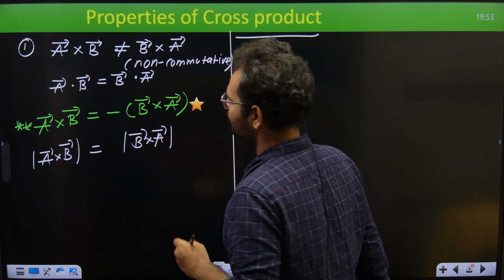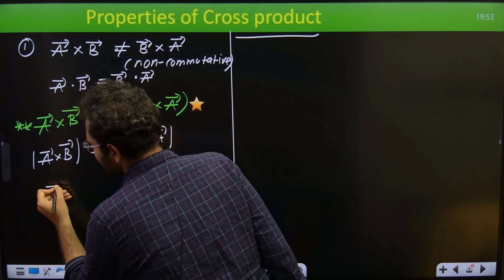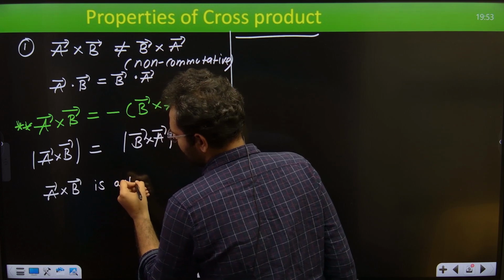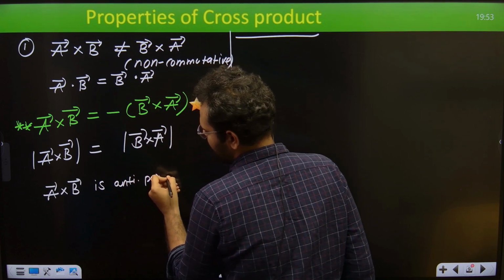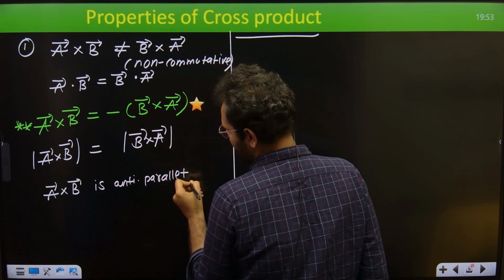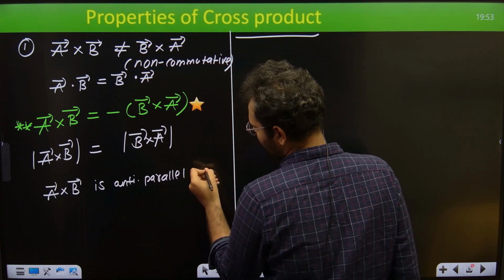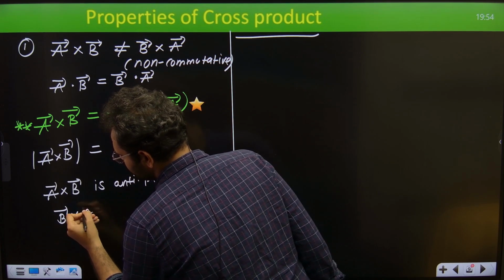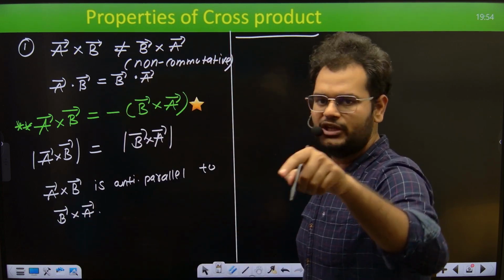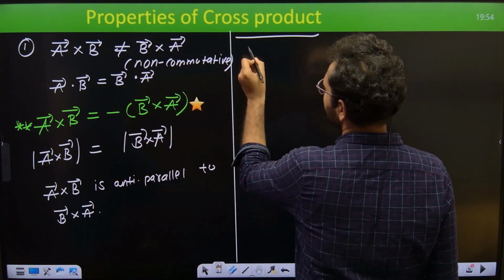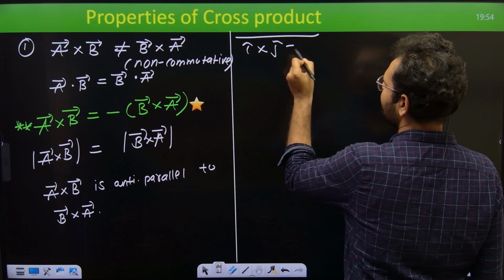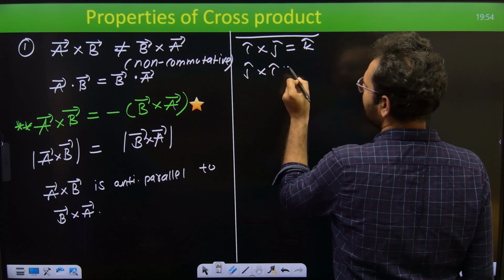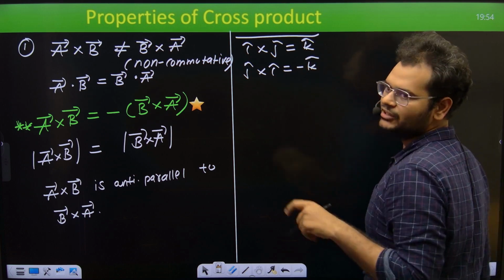Are you getting it? What I'm saying is, A cross B is anti-parallel to B cross A. If you don't believe, you do one thing. Do I cross J. What is I cross J? Just now we have done it in that example. It is K. And do J cross I. It must be minus K. You want to try? You can try.